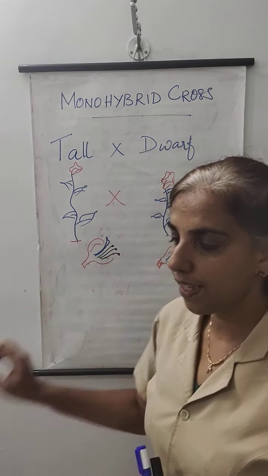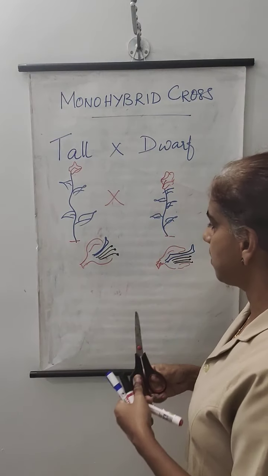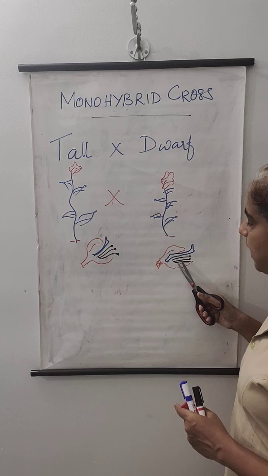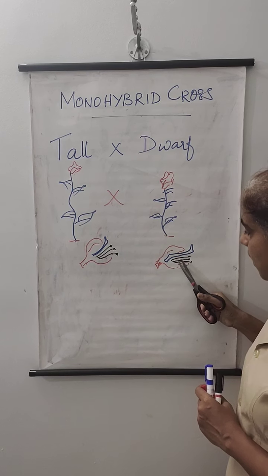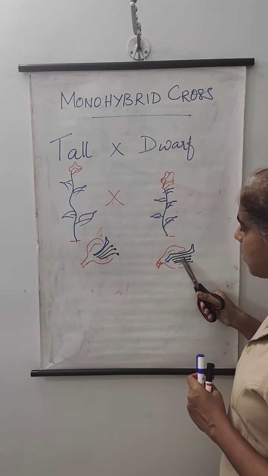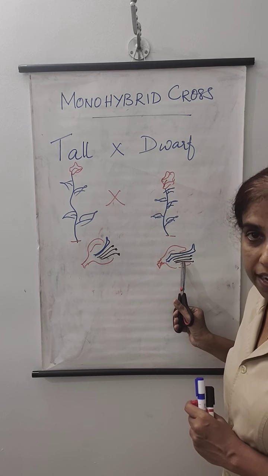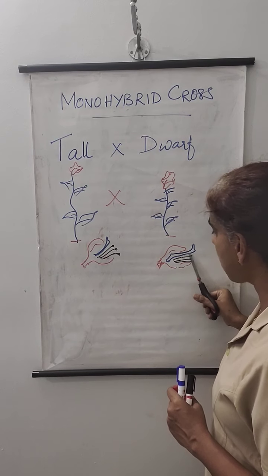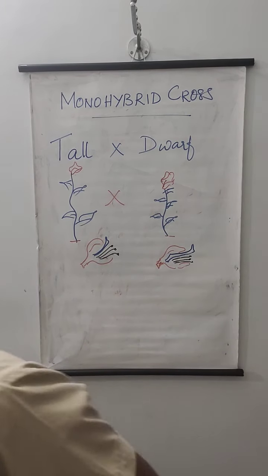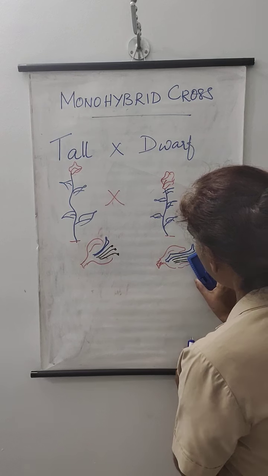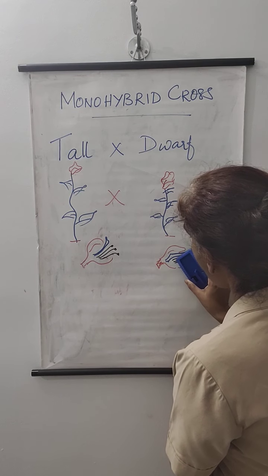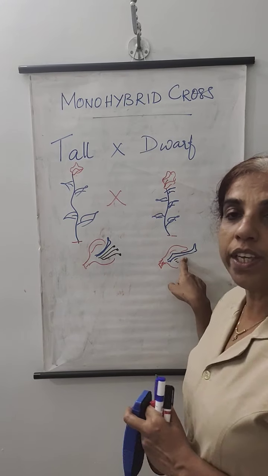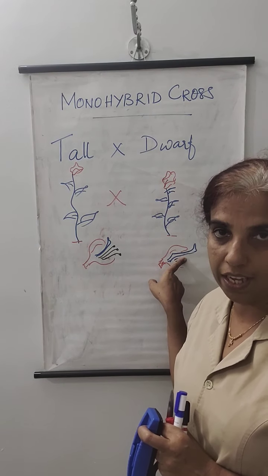First of all, with the help of scissors, you cut the anthers. You can see that the anthers are arranged here in black color, and they provide the pollen grains. So you cut and throw away all the anthers. Suppose in this flower the anthers are cut and thrown away. Now here only the stigma is available.